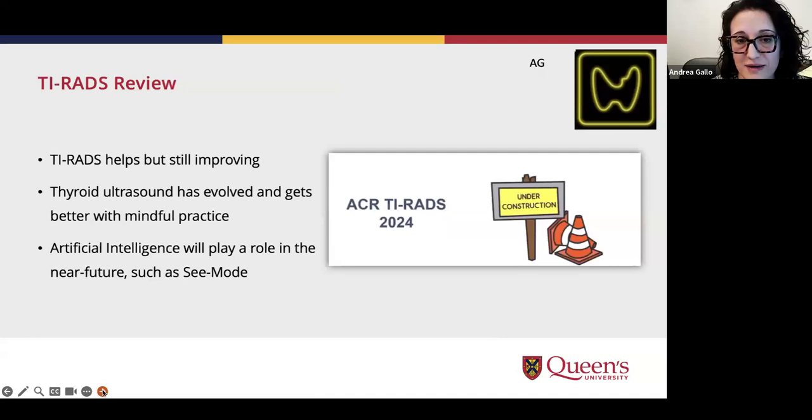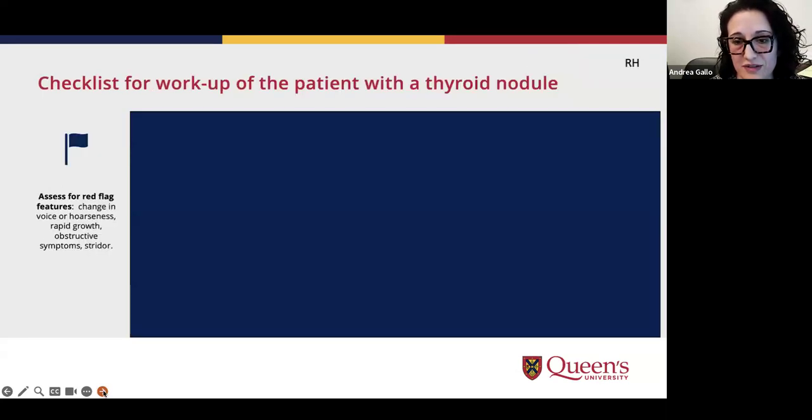So just to mention that we are still trying to improve. TIRADS is not perfect, but ideally we need to use it in a very mindful way. AI will help us a lot, but we need to keep pushing ourselves to do better every day using our TIRADS assessment. Next slide. Okay, now I'm going to give the word to Robyn.